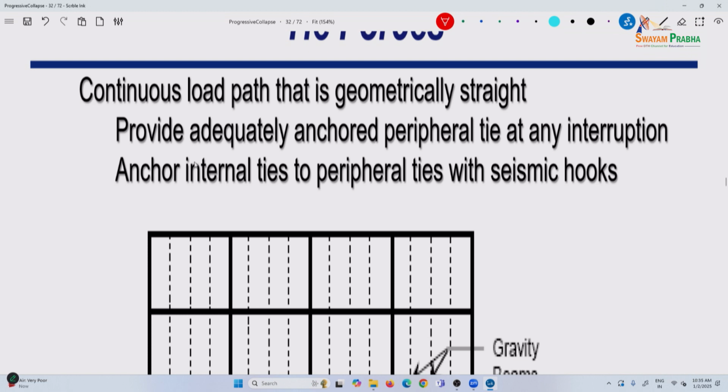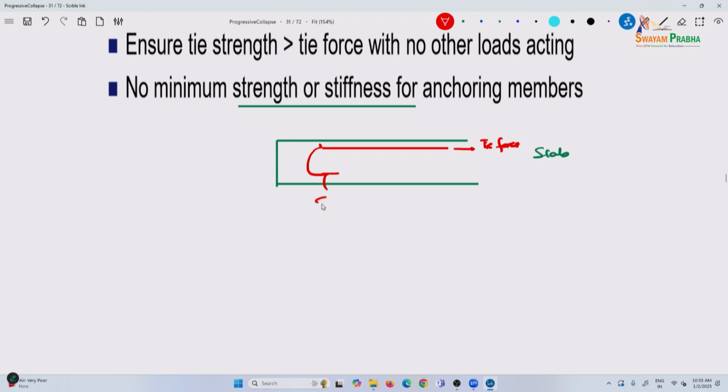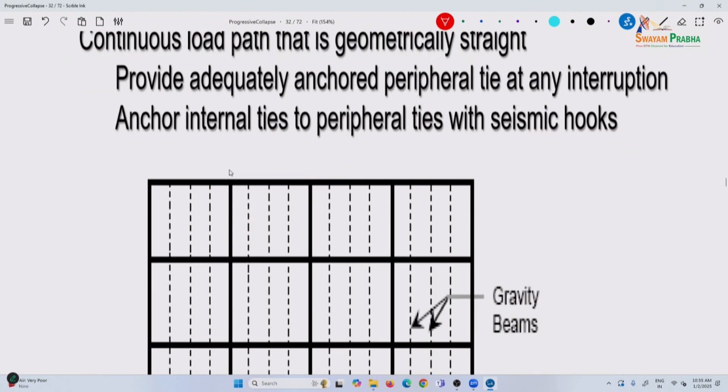So, what it says is anchoring internal ties. These are seismic hooks. Hooks for normal design versus seismic designs are different. Here you provide adequately anchored peripheral ties at any interruption. If you have holes or openings in the slabs, then you provide ties, anchoring internal ties to peripheral ties with seismic hooks. Essentially, if you have ties going this way, this is a peripheral tie and this is an internal tie.